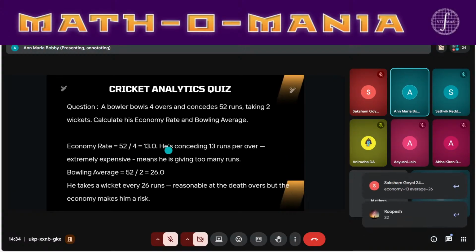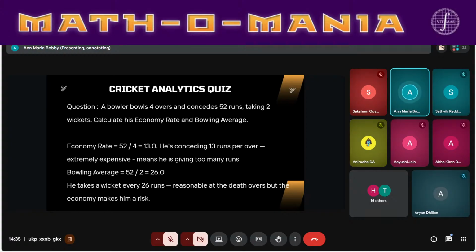Okay. So as you can see, the runs conceded are 52, so the economy rate will be 52 divided by the total overs. He bowled 4 overs, so 52 divided by 4 gives us 13. Which means that he is conceding 13 runs per over, which is considered to be extremely expensive. That means he's giving too many runs.